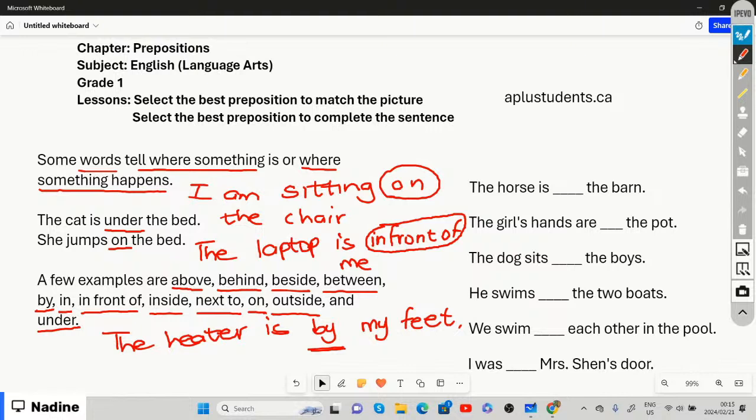All right, no problem. Let's go again. Okay, so we are doing prepositions, right? And prepositions, it tells us where something is.